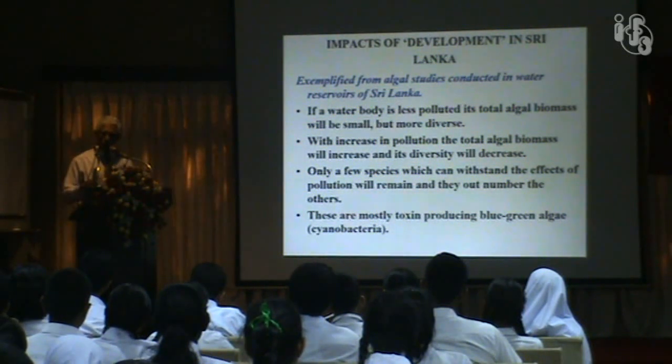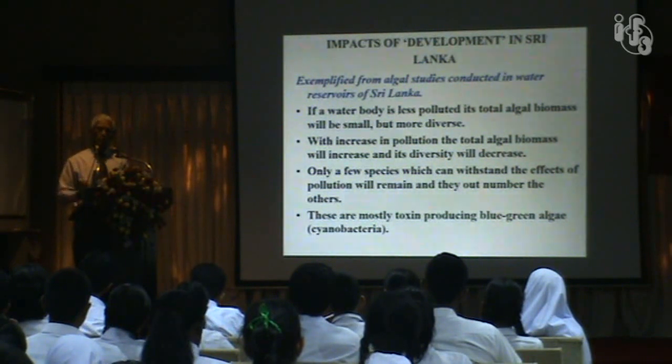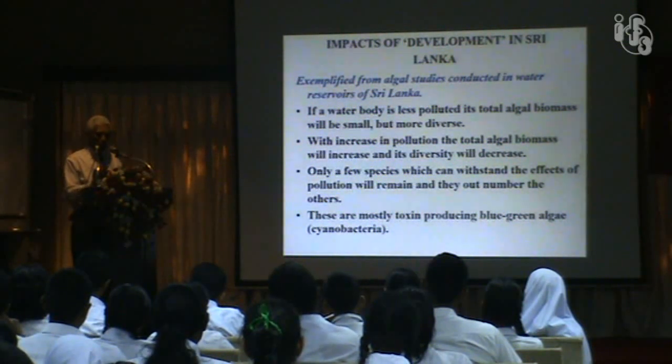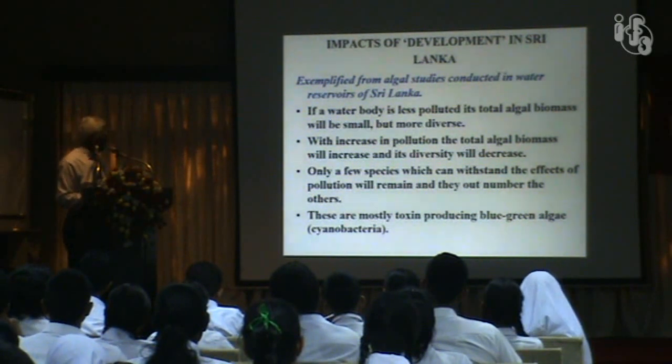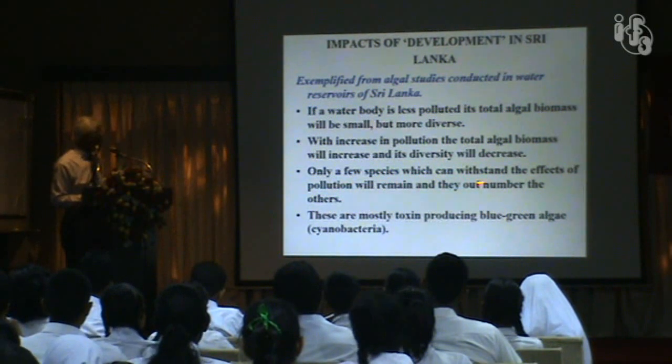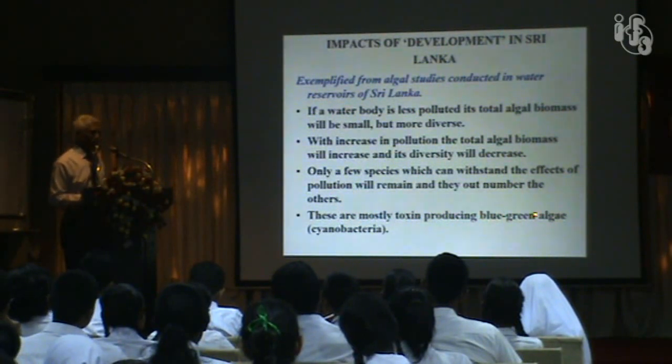Once it gets polluted, most of the sensitive algae will disappear, and the tough ones will multiply themselves and become blooms. And that is what we have to look for. So if there is a large population with few species, that means the water is polluted, because only a few species will be able to withstand the effects of pollution, remain, and outnumber the others. And very often, these are the blue-green algae which produce toxins.